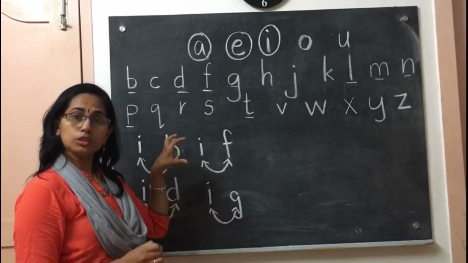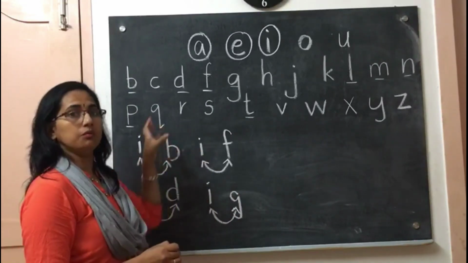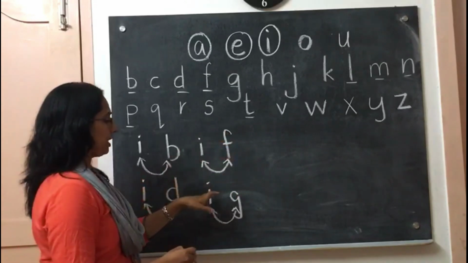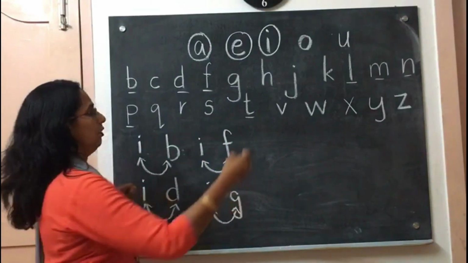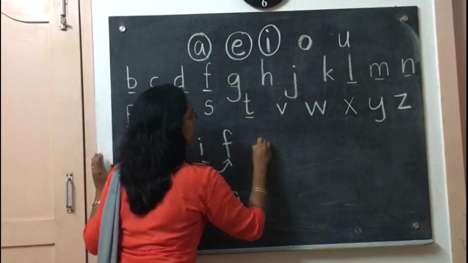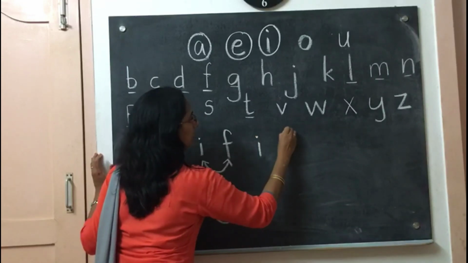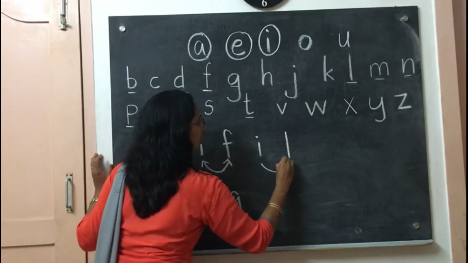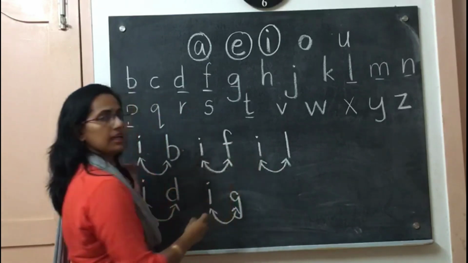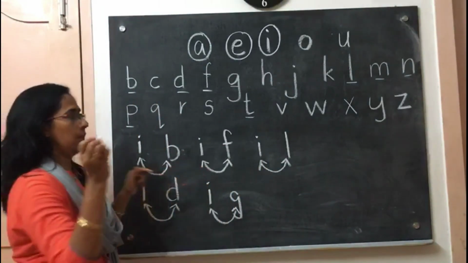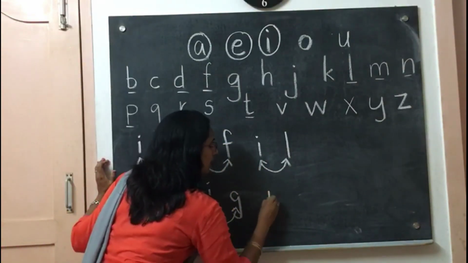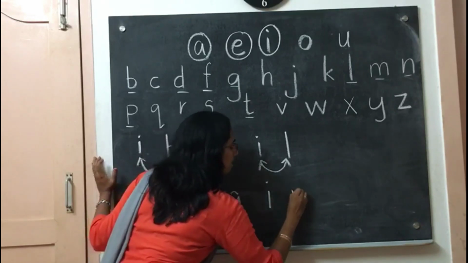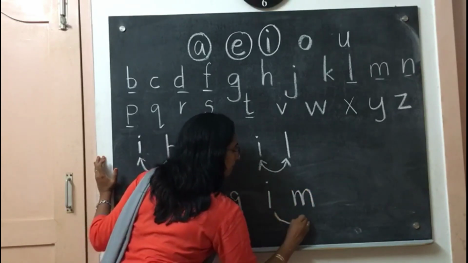Now we are joining two letters, a vowel with a consonant, right? So E, G, Ig. Okay, one more I'll show you. E, L, Il, right? Then again E, M.